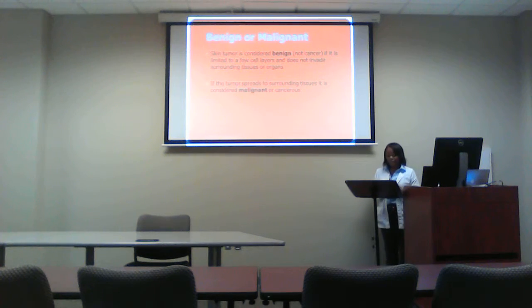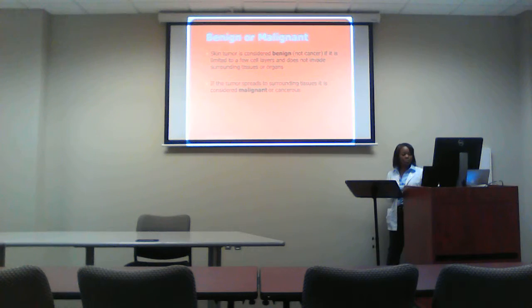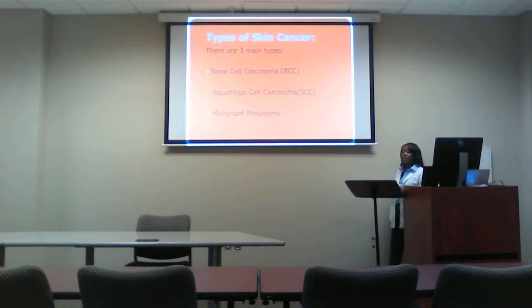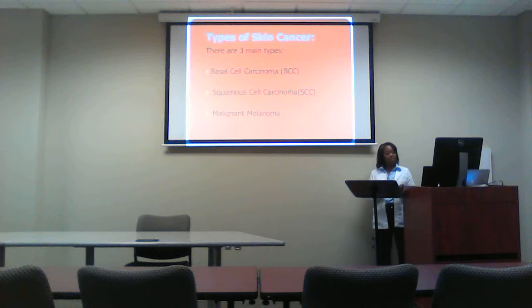Benign or malignant. A skin tumor is considered benign, which is non-cancerous, if it is limited to a few cell layers and does not invade the surrounding tissues or organs. If the tumor spreads to surrounding tissues, it is considered malignant, which is cancerous. There are three main types of skin cancer: basal cell carcinoma, squamous cell carcinoma, and malignant melanoma.